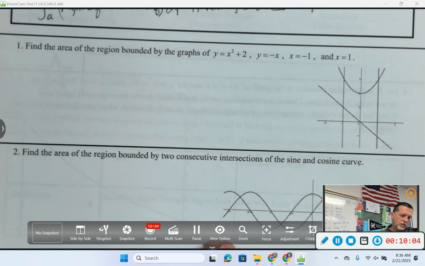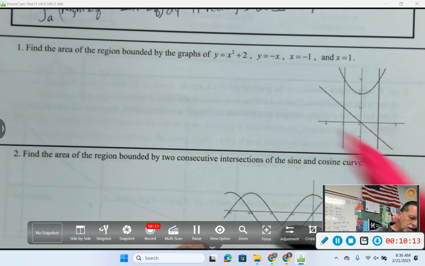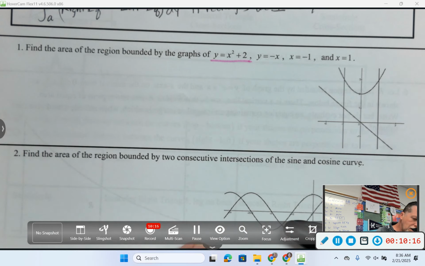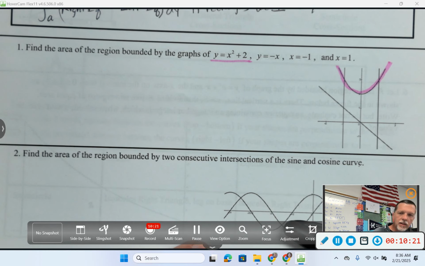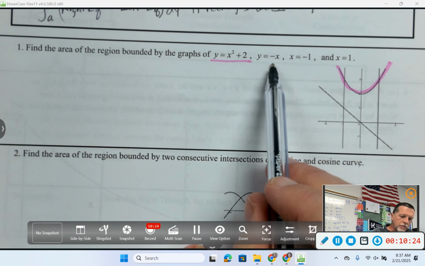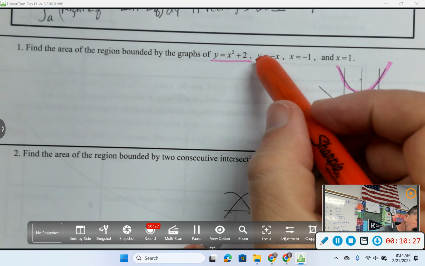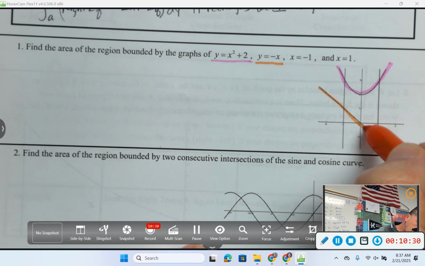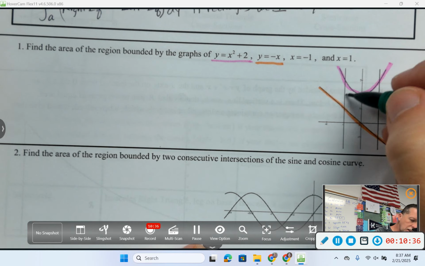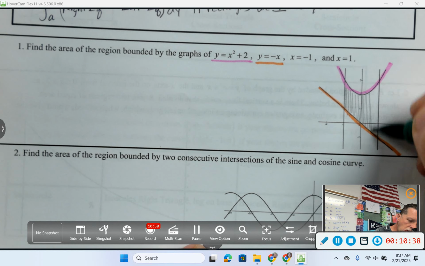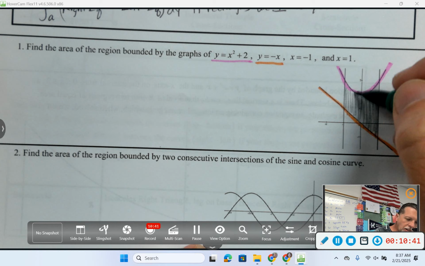All right, some examples. Number one. Find the area of the region bounded by the graphs of y equals x squared plus 2. I guess it would help if we could identify who's who here. Y equals x squared plus 2, that's the only parabola of the bunch, so that's pretty easy to pick out. Y equals negative x, yep, know what that one is. From x equals negative 1 to x equals 1. So there's the area we're looking for.